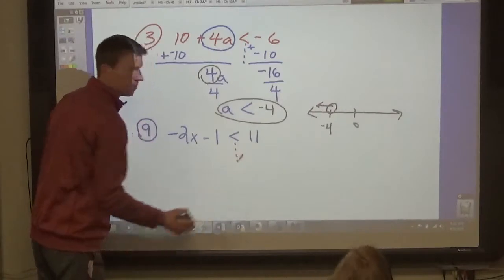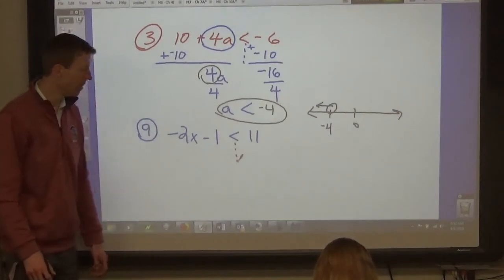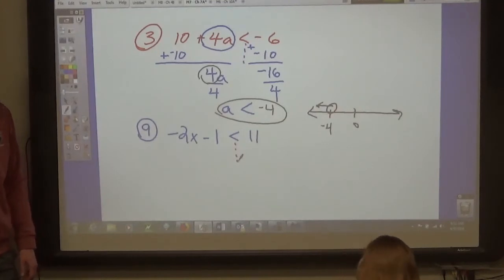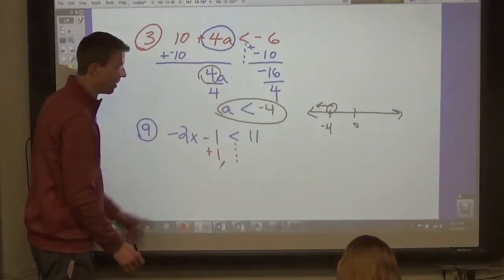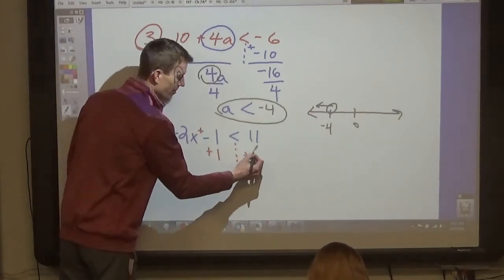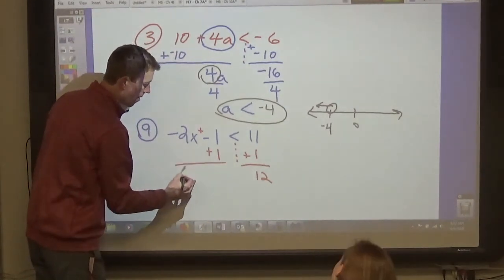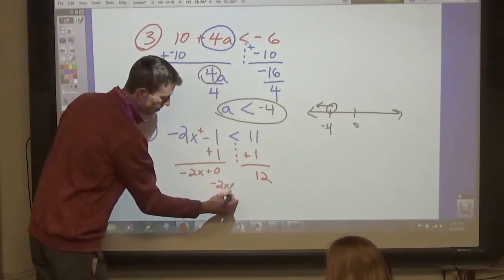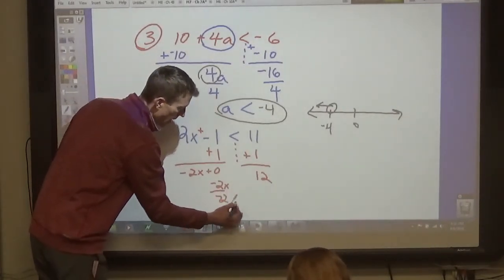Number 9. What would we do first? Melina? You would get rid of 1 by adding 1. You mean the negative 1 then, right? So you get rid of the negative 1 by adding 1. So then on the right side you have 12. On the left side you have negative 2x. Divide both sides by negative 2.